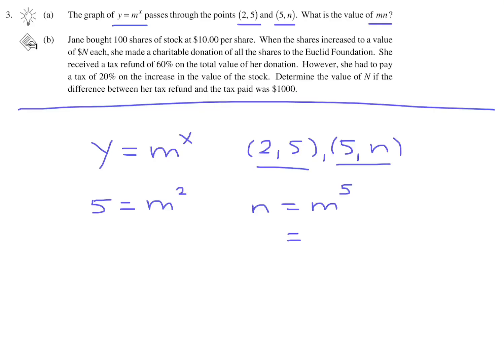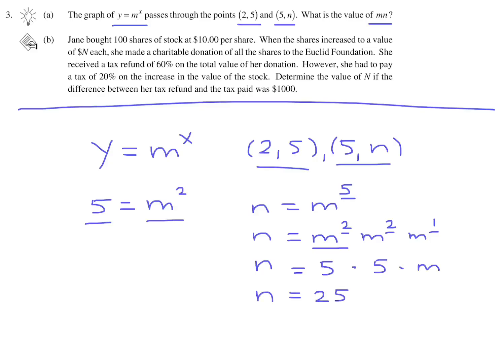So if I just work with this one and I break this up into m to the power of 2, m to the power of 2, and m to the power of 1, I essentially just broke up that 5 into 2, 2, and 1. The reason I did that is because m to the power of 2, they've already given you. It's 5, and we figured that out. So n is equal to 5 times 5 times m. So n is 25m.